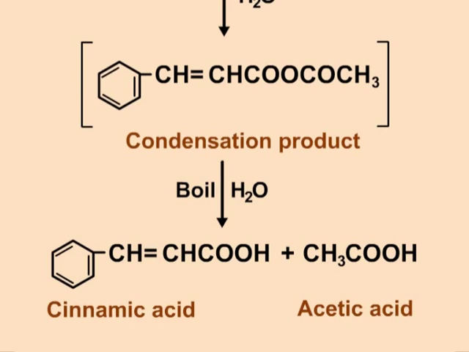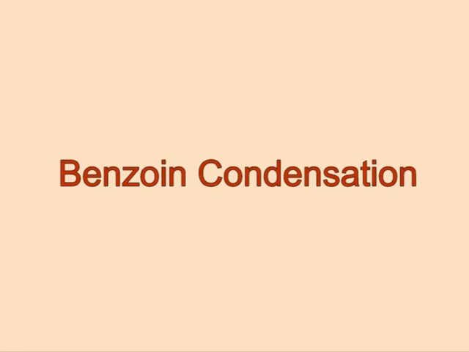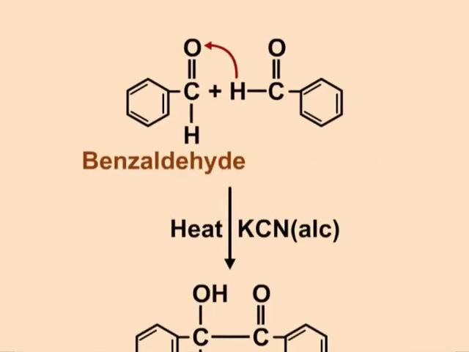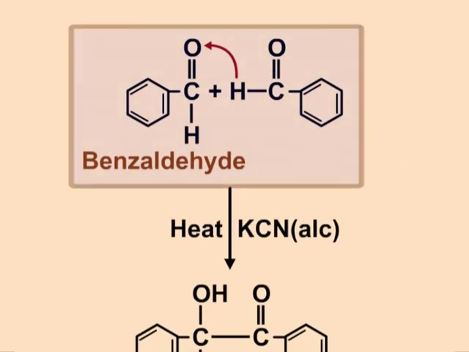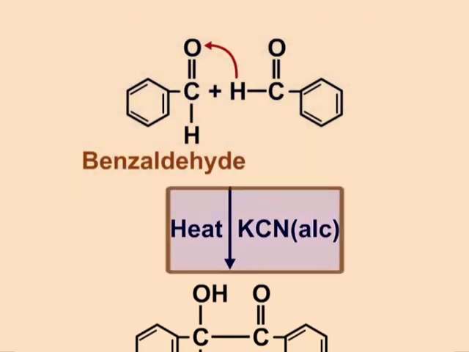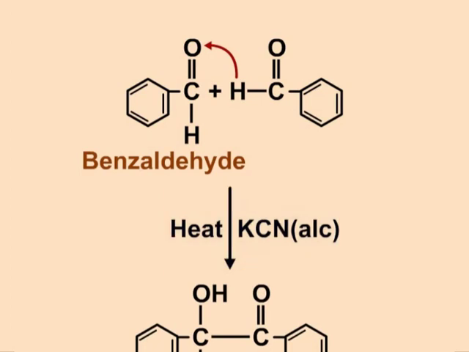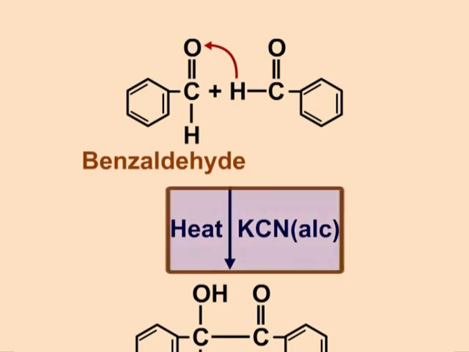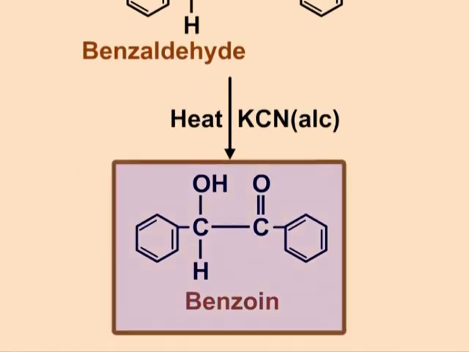Children, let us now learn about benzoin condensation. Two molecules of aromatic aldehyde, such as benzaldehyde, when heated in the presence of alcoholic potassium cyanide, condense to form benzoin, as shown in this figure.